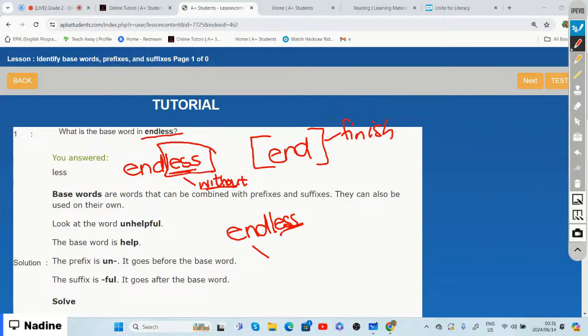So, do you see how the word now changes? The meaning of that word changes. So, it is without end, it is not going to finish. All right, so well done.